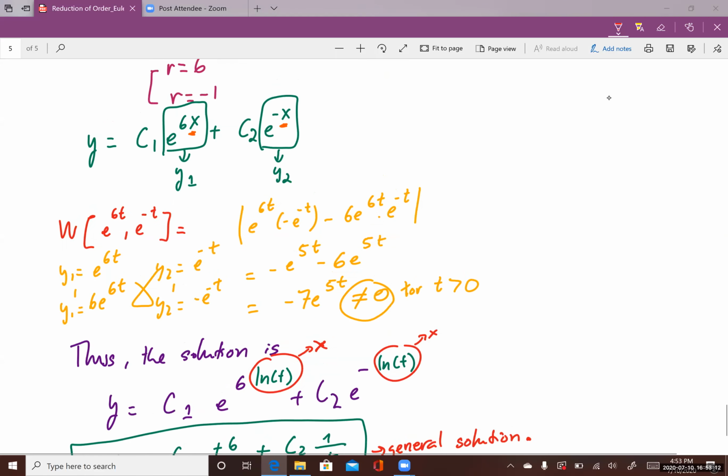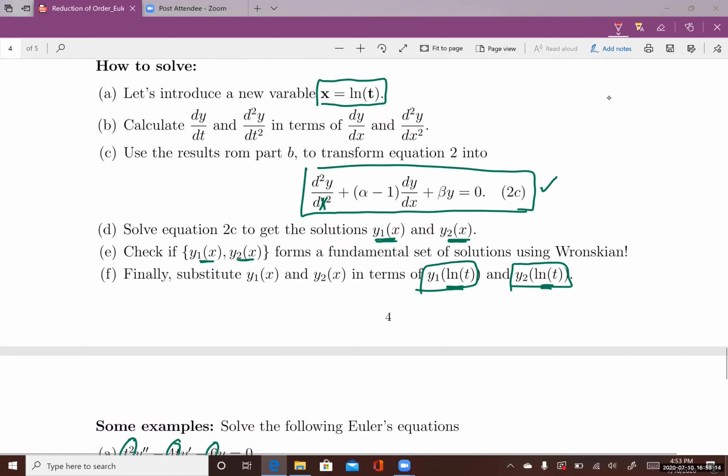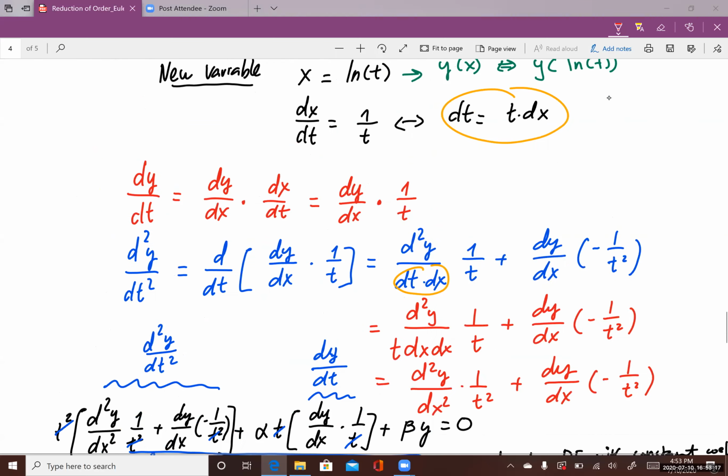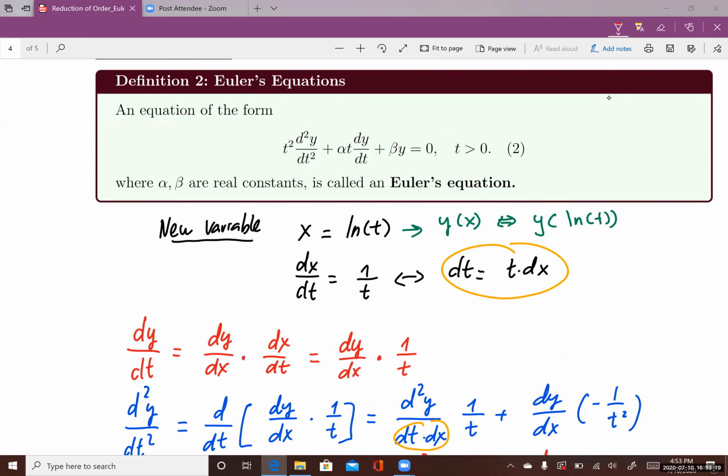Here we go, Euler's equation. It is a second order differential equation with non-constant coefficients, but if it is in this form, then we can solve these types of equations.